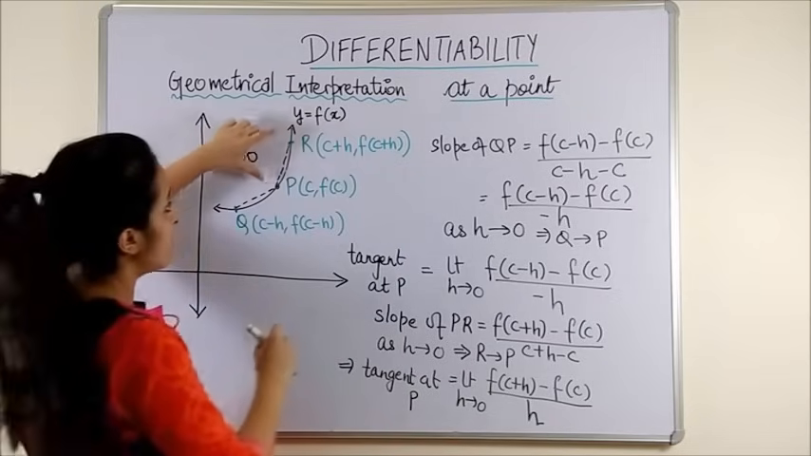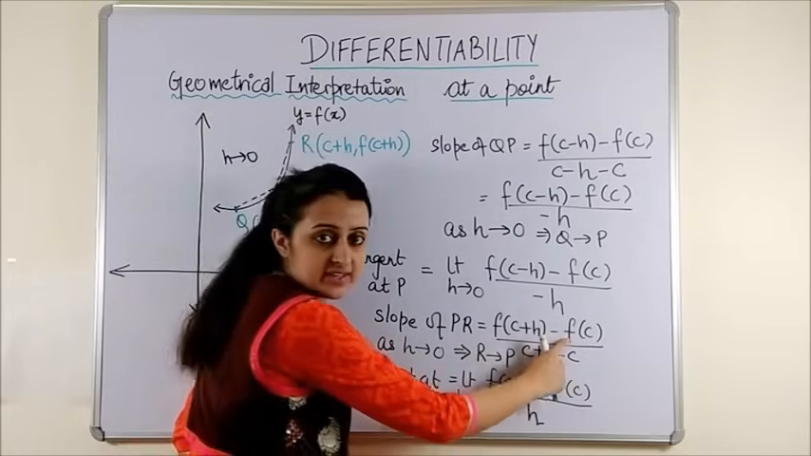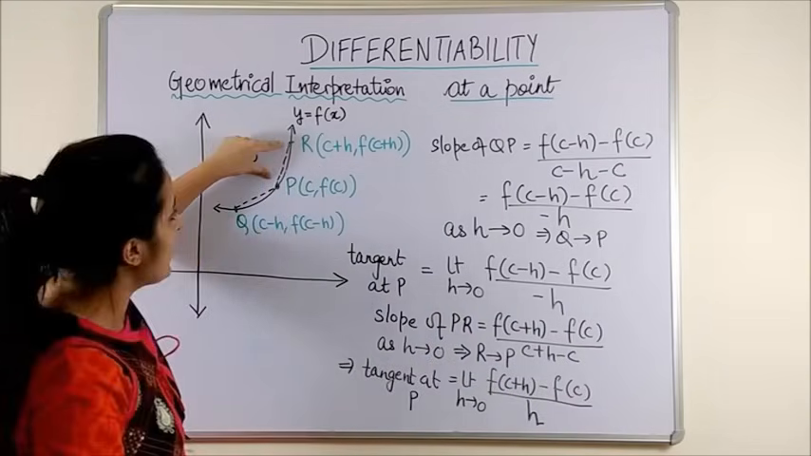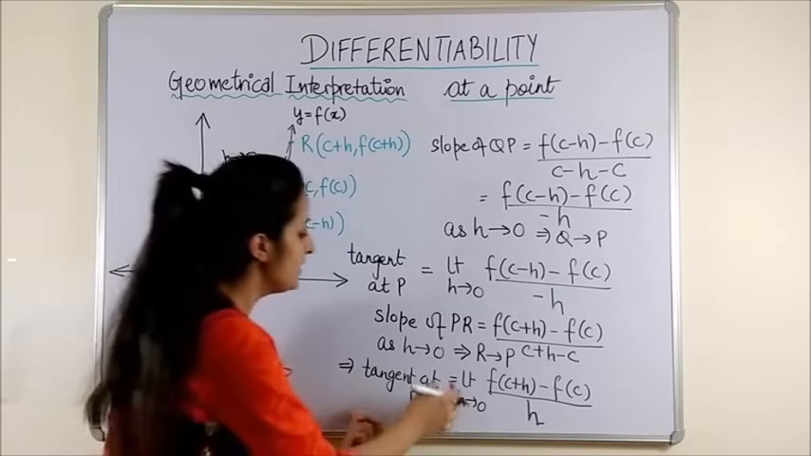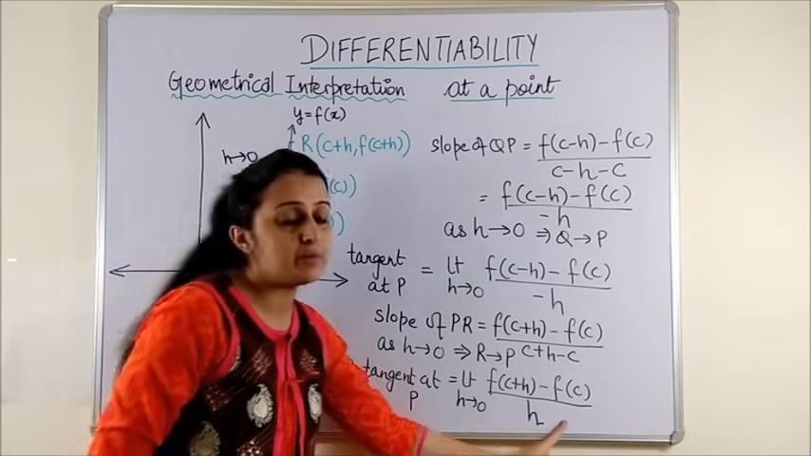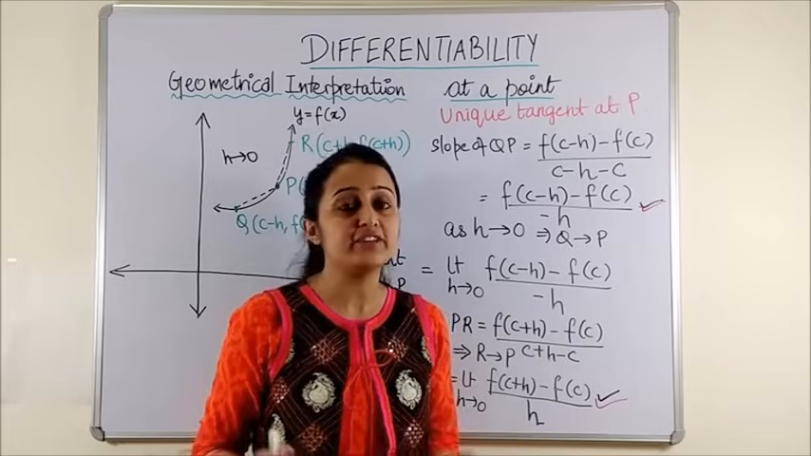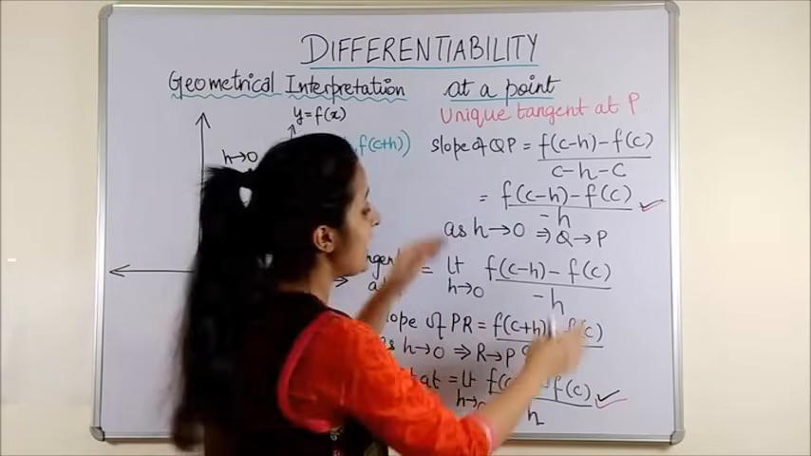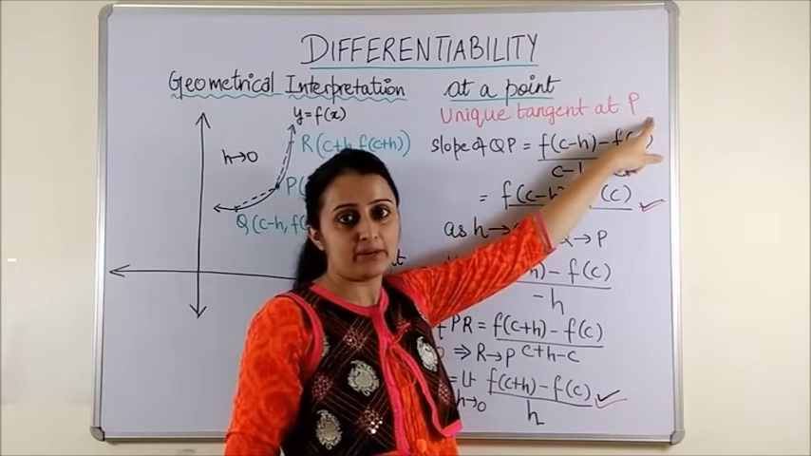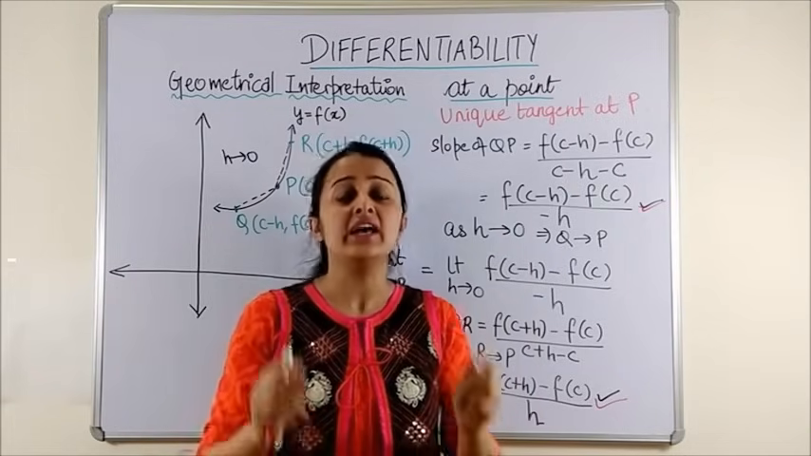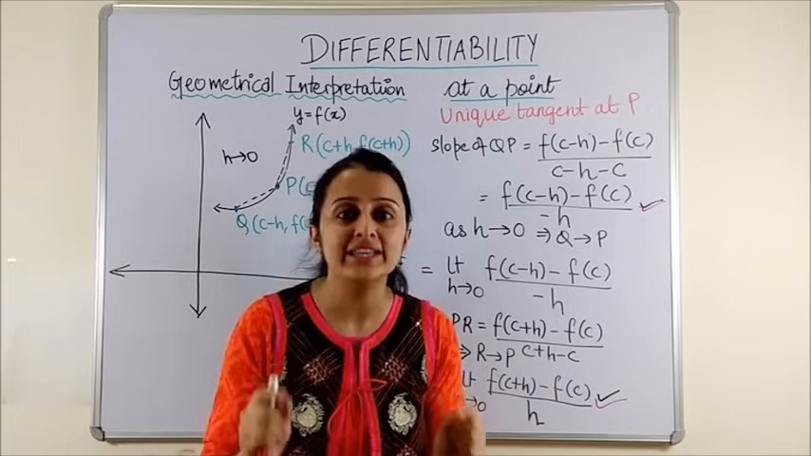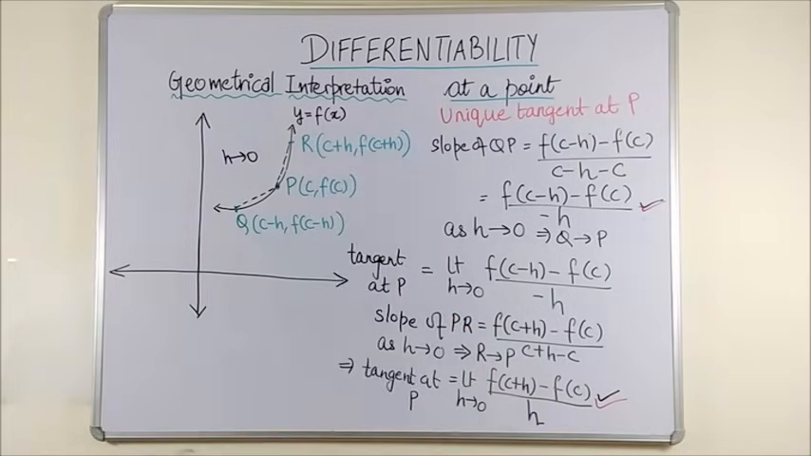Similarly, for slope of PR, we get (f(c plus h) minus f(c)) upon (c plus h minus c). As h tends to 0, once again your R starts coinciding with P, which once again makes this secant PR a tangent at P, which is given by this formula. So for differentiability for a function to exist, LHL and RHL at that point should be the same, which gives us a unique tangent at P. So geometrically, when you say derivative of a function exists at a point, that means the function has a unique tangent at that point.